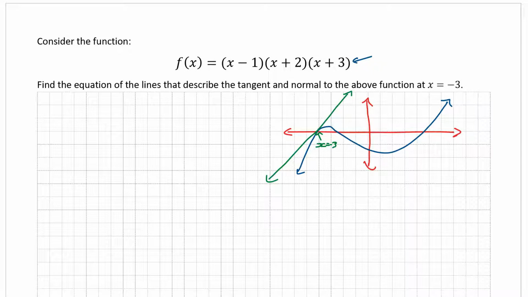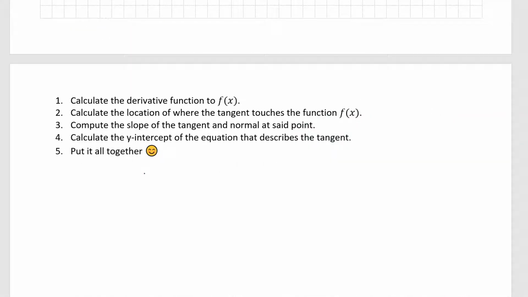Alright, jumping straight into it, we're going to use the same steps that we used last time. So step 1, find the derivative. Step 2, calculate the location of where the tangent and the normal touches the original function. Step 3, find the slope of the tangent and normal at said point. And then step 4, find the y-intercepts.